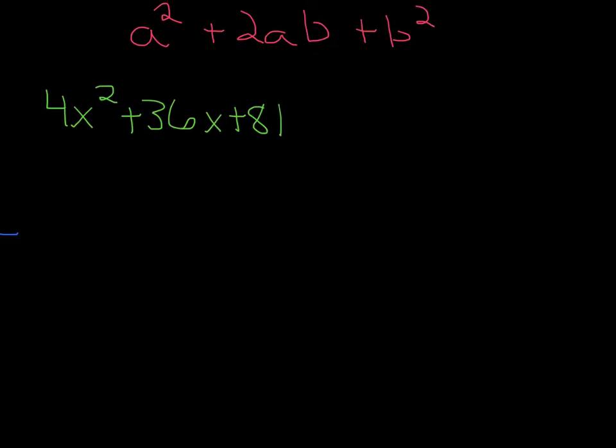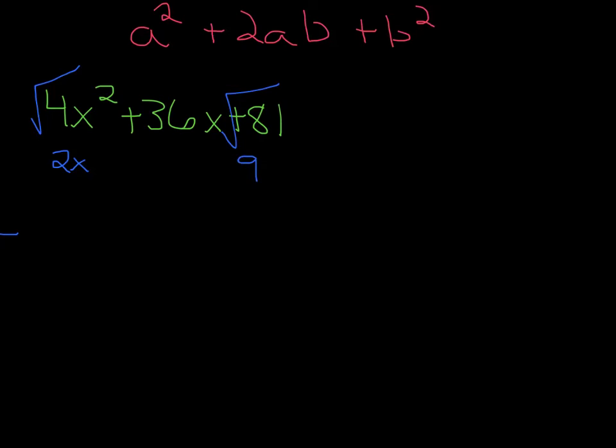Alright, so now 4x squared plus 36x plus 81. Let's do the test. Is this a perfect square trinomial? Well, are my first and my last terms perfect squares? They are. So if they are, take the square root of them: 2x and 9. So let's continue checking.